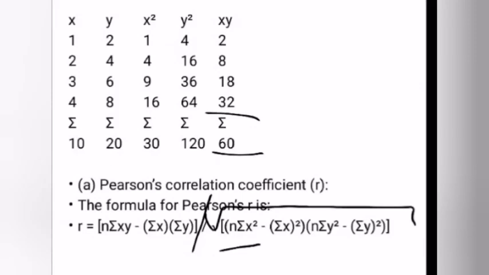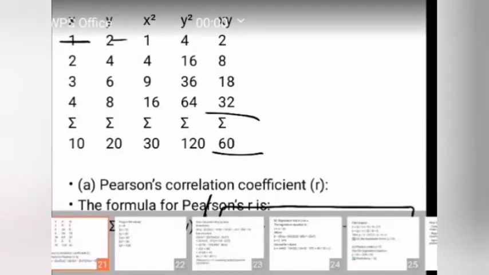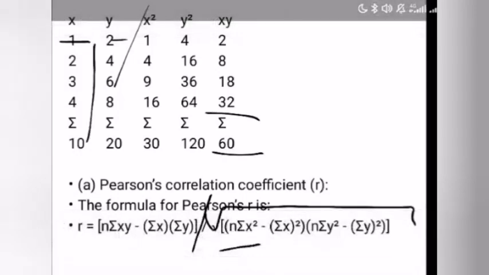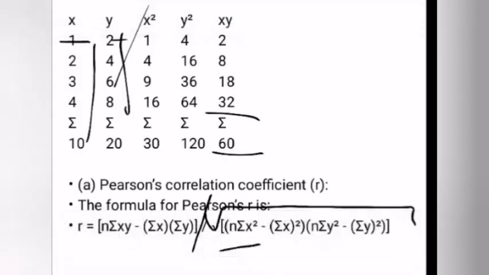That's 1 times 2, 2. 2 times 4, 8. 3 times 6, 18. 4 times 8, 32. Then sigma is the sum of everything in the column. If you add everything here, you have 10. Here, you have 20. Here, 30. Here, 120. Here, 60. Do you understand? Yes, ma'am, I understand. Thank you, ma'am.